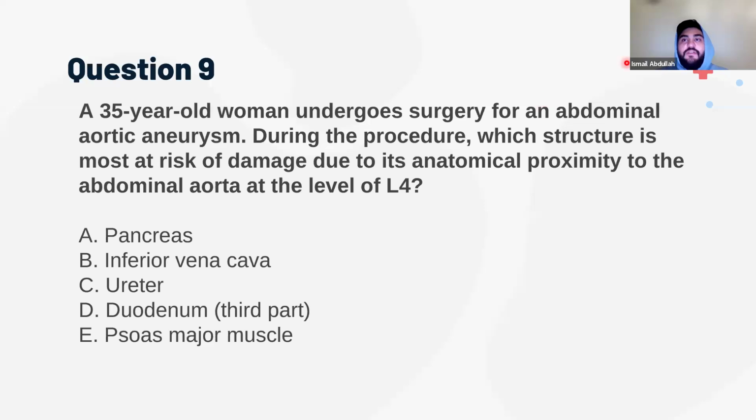All right, so this is a 35-year-old woman undergoing surgery for an abdominal aortic aneurysm. During the procedure, which structure is most at risk of damage due to its anatomical proximity to the abdominal aorta at the level of L4? So, what do you think is the structure at the highest risk of being injured during this surgical process to repair the abdominal aortic aneurysm?